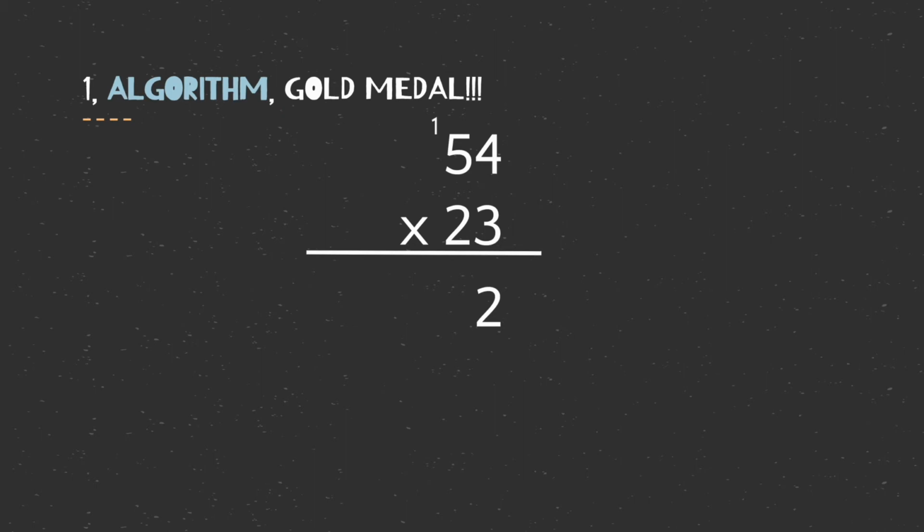Then we do 5 times 3, which is 15. Because we had the 1 from before, we have to add 1 to 15, which is 16. Then we put the 16 in the front. Now we have the answer, 162. But that's not the end.